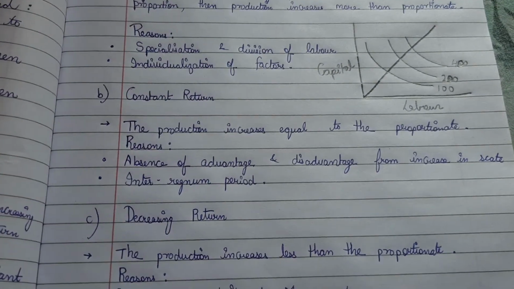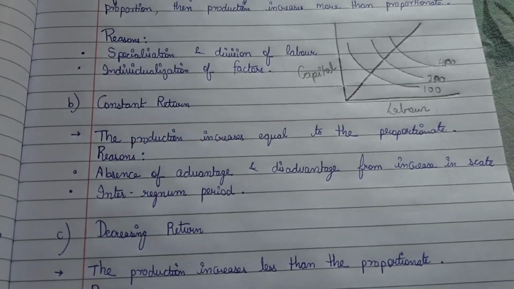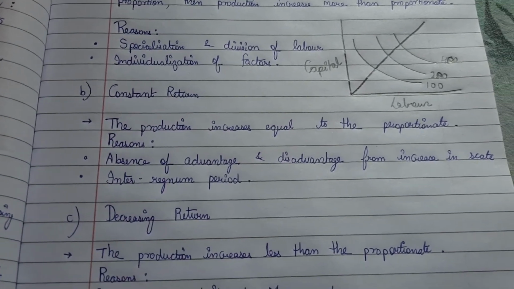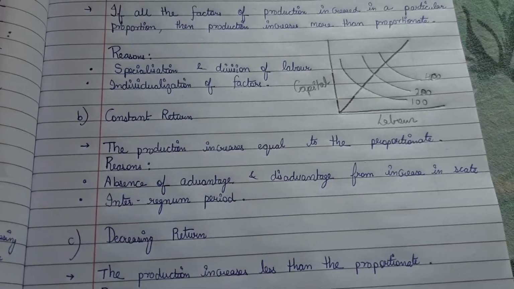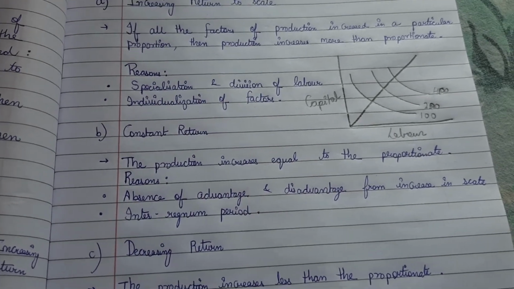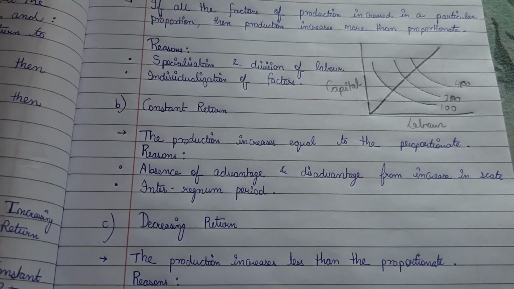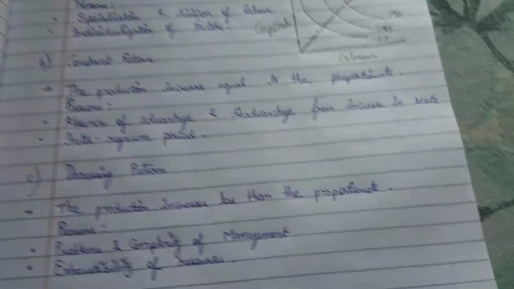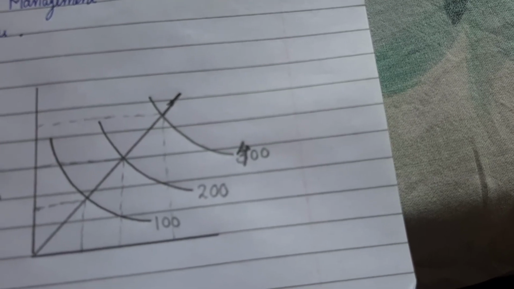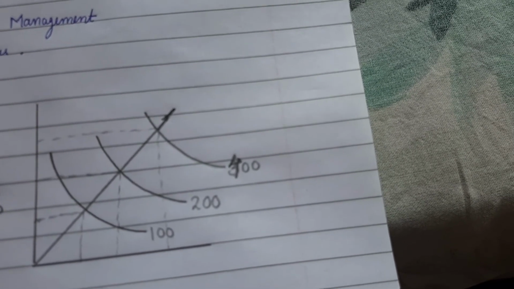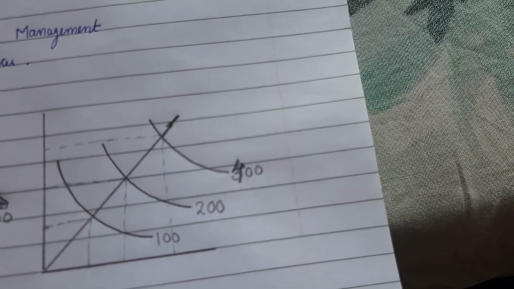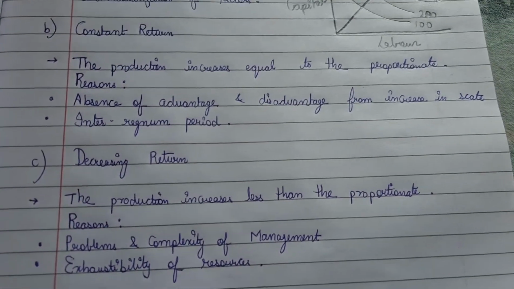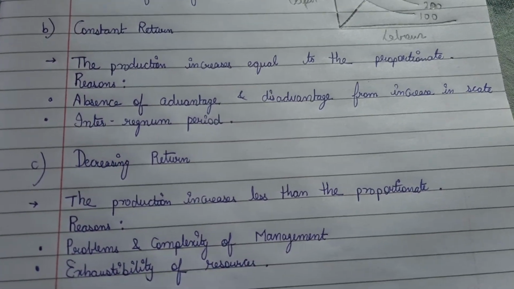Now similarly, in case of constant return, the production increase is equal to the proportionate. That's obvious. And the reasons are absence of advantage and disadvantage from increase in scale, and an interregnum period. And the plot for this can also be seen. You can see that the isoquants are at a constant distance from each other.